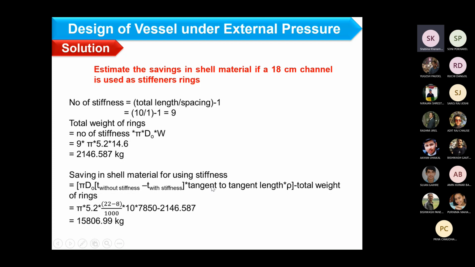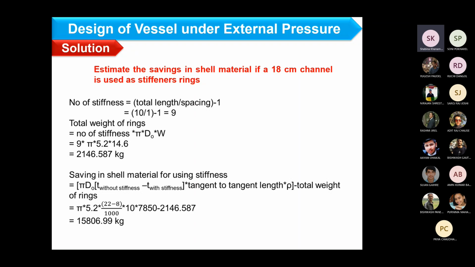So the saving in the shell material is pi Do, outer diameter, into t without stiffener, that is 22, minus t with stiffener, 8. So this is the saving, into tangent to tangent length into density. So this we need to consider as the material saved in the shell. However, we are investing in the stiffener, so that I need to deduct. So a total of 15.8 ton of material will be saved when I am using the stiffener in this case.